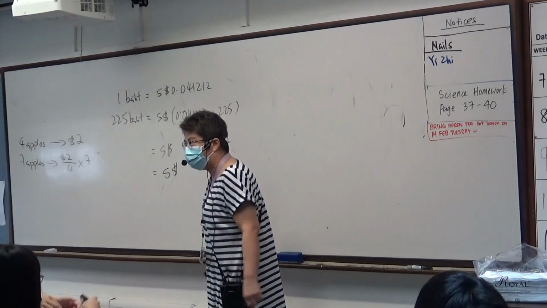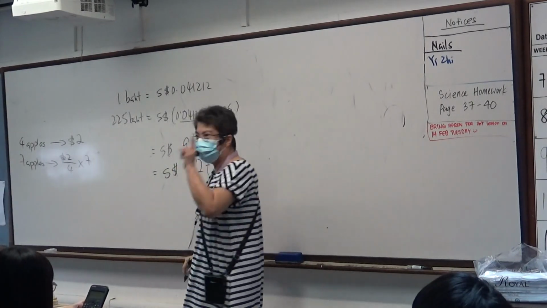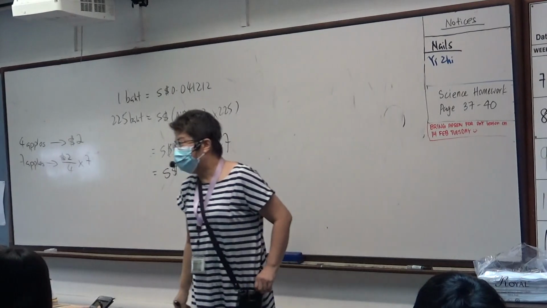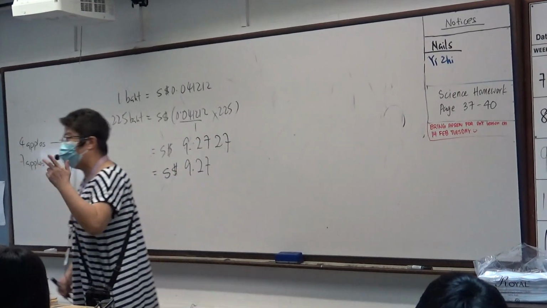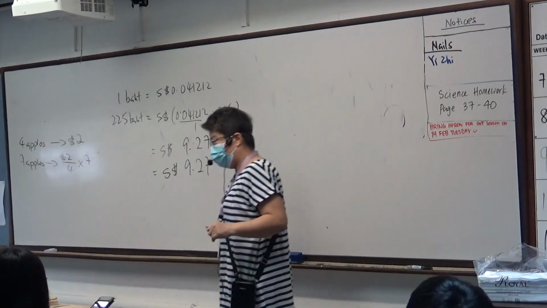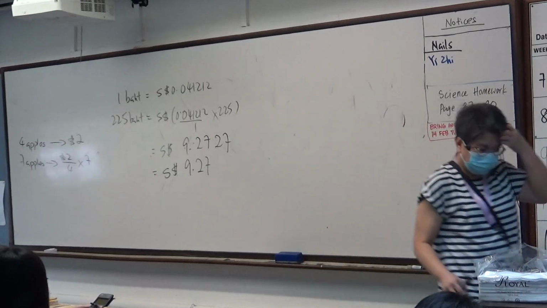To full decimal place, right? So 9.27, that's all. Everybody clear? The exact one when you go to the money changer is actually 9.27. Are you clear with what I'm saying here? Yes or no? Yes. Okay, good.